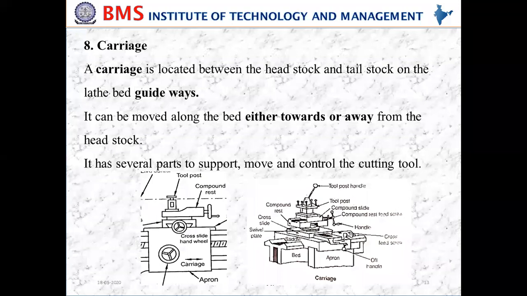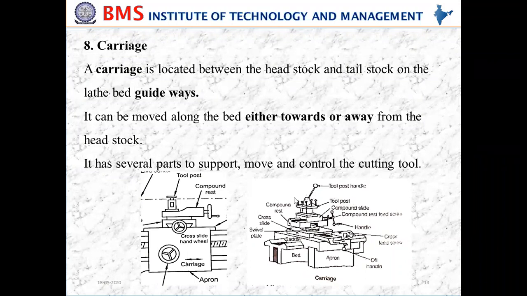And carriage is located between the headstock and tailstock on the lathe bed guideways. It can be moved along the bed either towards or away from the headstock. So this is the carriage. If you look at here, this is the 3D view of the carriage. So this is the tool post and the compound rest and cross slide. On the cross slide, this is the saddle, and then apron. So these are the very important parts in a lathe machine, and it can be moved along the bed either towards or away from the headstock.